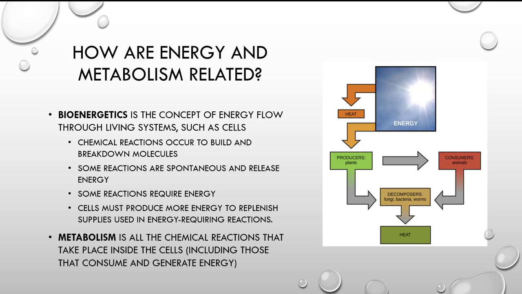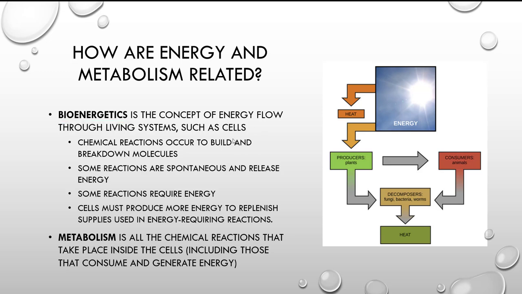Plants photosynthesize, so they took energy from the sun to convert carbon dioxide and water into sugar in the form of glucose and oxygen. By eating plants, or by eating animals that ate plants, we were able to harness that energy. So you can see how energy is transferred through the living system. That is called bioenergetics. Bioenergetics is just that concept of energy flow through living systems.